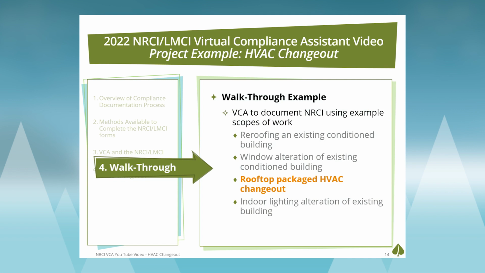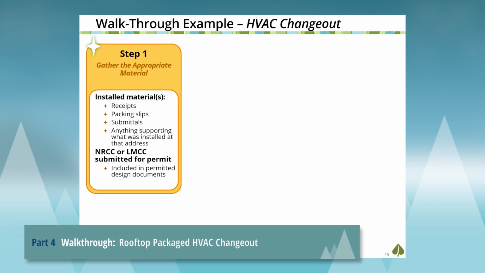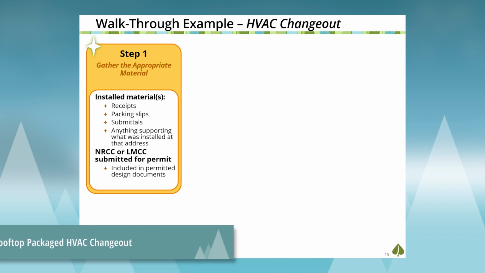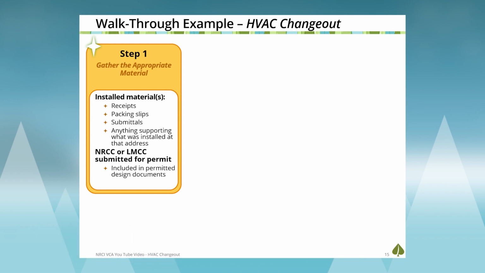Let's dive into our walkthrough example. Now, there's a three-step process behind this. Step one is going to be gathering the appropriate material, so you're set to go when you're sitting in front of the Virtual Compliance Assistant about what was installed. That might be receipts of what was installed, packing slips, approved submittals, anything supporting that exact equipment, the equipment manufacturer number, and that it was at that address that this was installed.